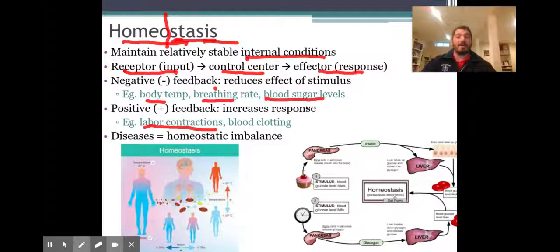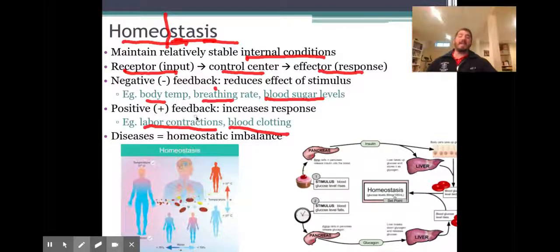Same thing with blood clotting, right? If you've ever had a bloody nose or you've gotten a cut or something, right? You're bleeding. Your blood needs to clot itself on its own. Well, that's a positive feedback loop, because once blood starts to clot, you get more blood to clot with that. The platelets start to affect each other, and it gets higher and higher and higher and higher, more clotting until you've stopped that bleeding. So really important to understand those feedback loops, and we're going to go over this more in class. But the main idea is you have a receptor, goes to a control center, and you get a response. And these are your two types.